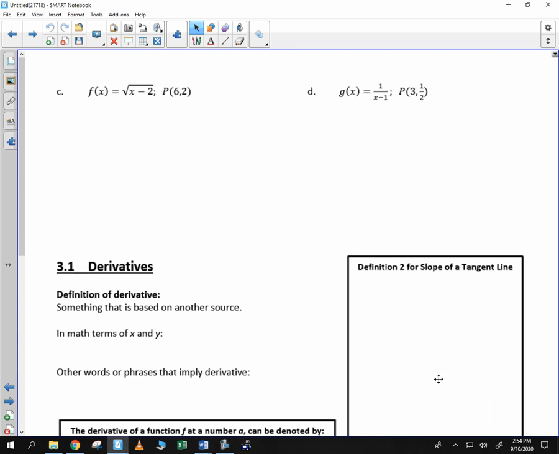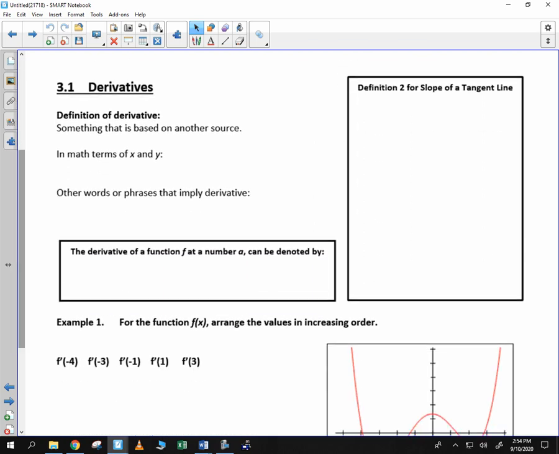Okay, calculus, we have another piece here, derivatives. This is your introduction to derivatives. And really, the derivative that you've learned so far is, in your last lesson, you found the slope of the tangent line. And that is, in fact, a derivative.